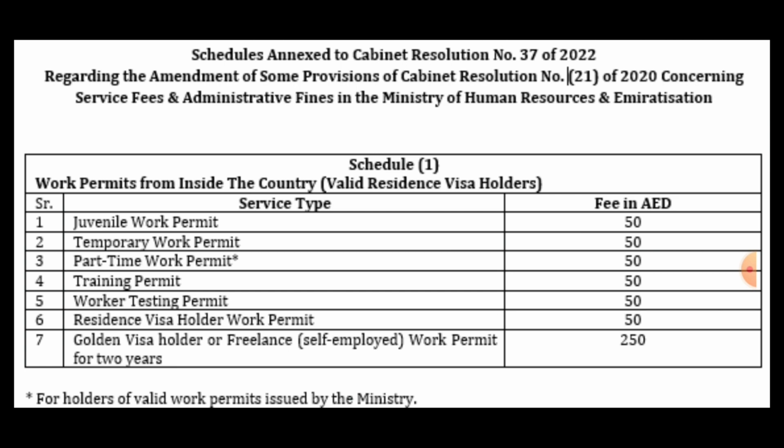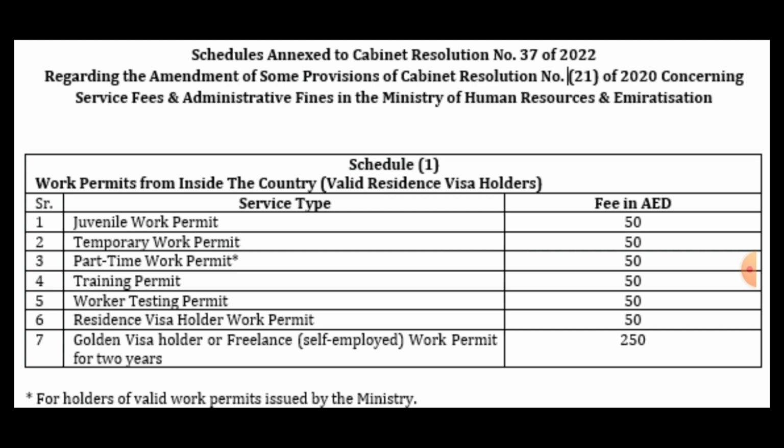So second is the temporary work permit, 50. I already discussed that if you are on husband sponsorship, you can apply for this one, and your company can apply for this work permit. Or if your husband is on your sponsorship, and both are opposite, then the company can also apply for a temporary work permit for any employee who already has a resident visa in the UAE. And the third one, part-time work permit, 50 dirhams. Training work permit is also the same. Worker test permit is also the same. Resident visa holder work permit is also the same fees.